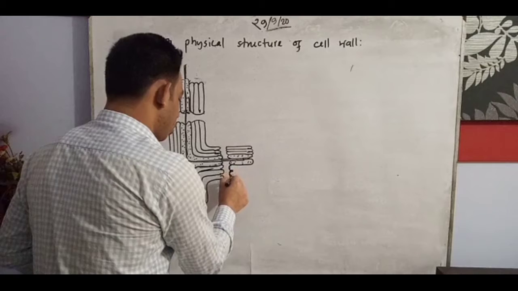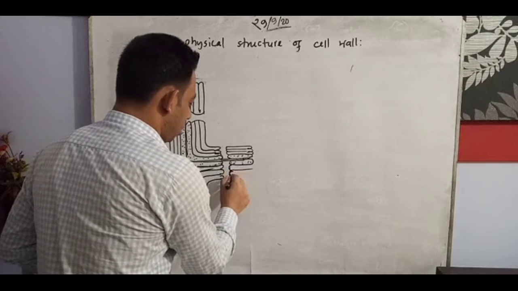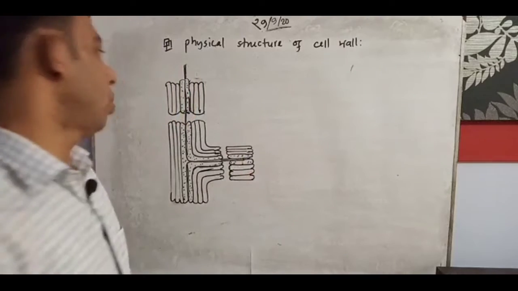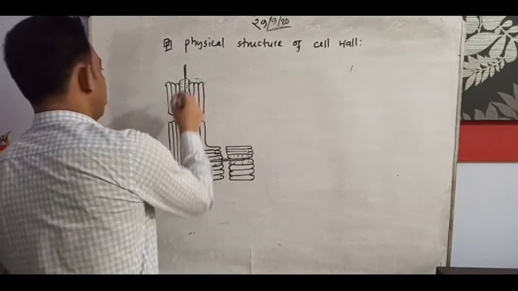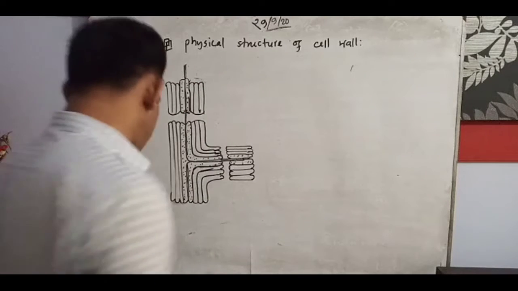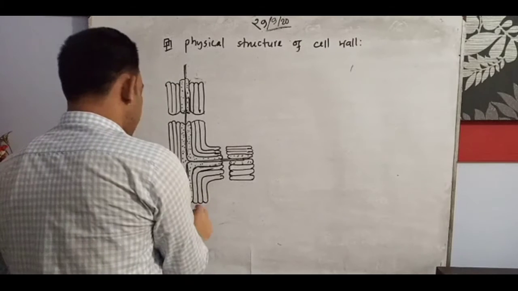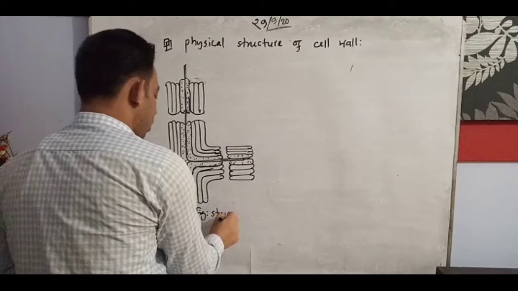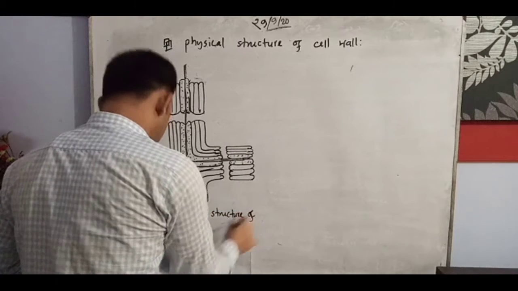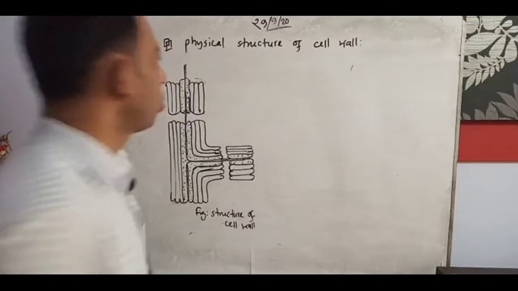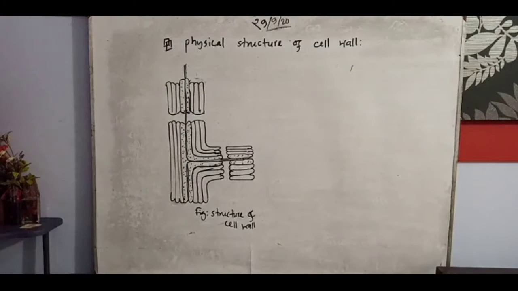In this way we completed our drawing. Hope you understood properly what we tried to draw here. Below you can write the title of the figure, structure of cell wall. So we completed drawing the structure of cell wall.